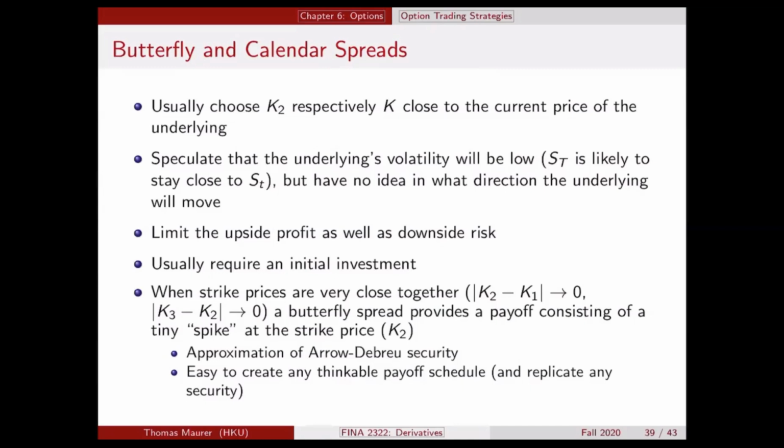Finally, notice that for the butterfly spread, when K1 is close to K2 and K3 is close to K2, then that tent-shaped figure becomes very tiny and just has a small spike at the value K2. And so eventually you get a strategy which only makes money if the price of the underlying is exactly equal to K2, and otherwise you lose money. And this is an interesting concept when we get later in our course to the theory about Arrow-Debreu securities.